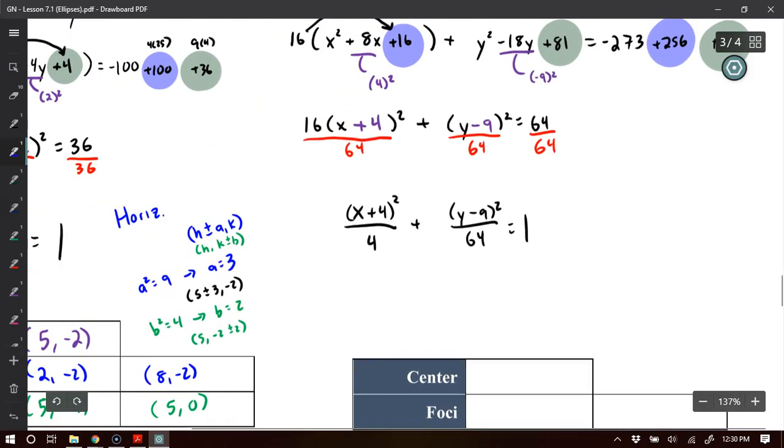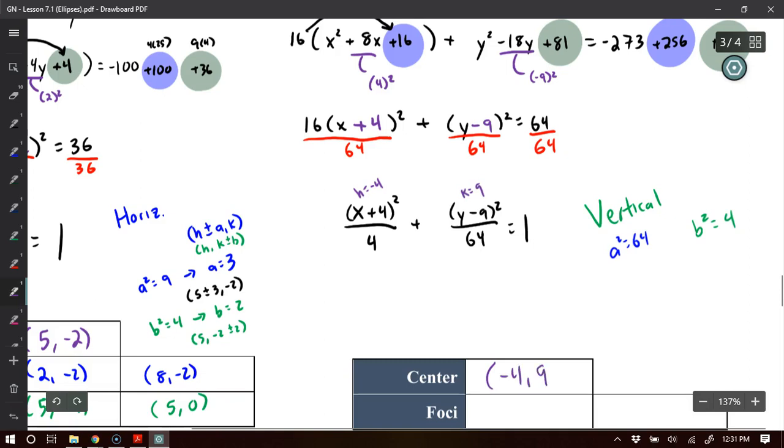Now, is it vertical or horizontal? I can see that the largest denominator is under the y, so this is a vertical ellipse. That tells me that 64 is my a squared and 4 is my b squared. I'll try to keep the color coding of vertices and co-vertices. Vertices were blue. So a squared is 64 and b squared is 4. What's my center? That's an easy question, because your center is h, k. h is -4, k is 9. So my center is (-4, 9).